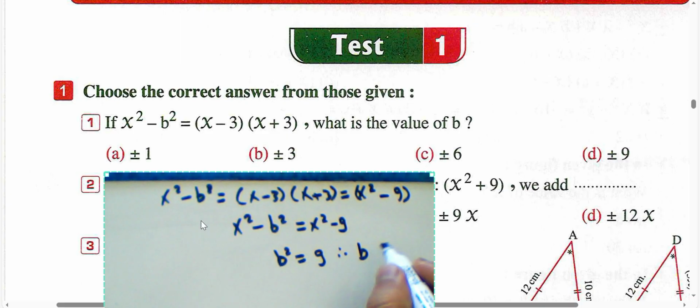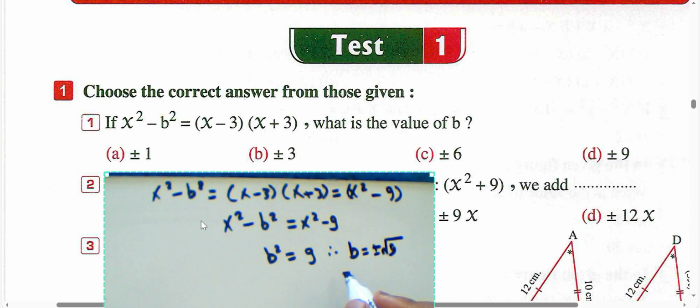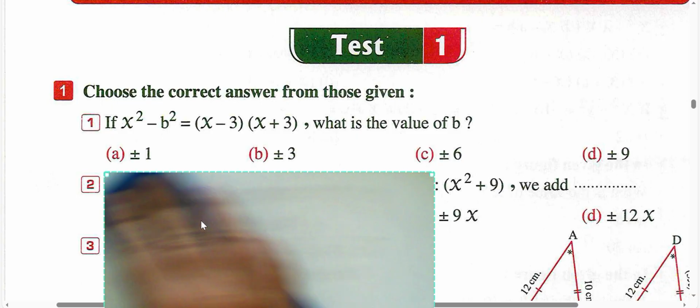Then you can find the value of b by writing positive or negative square root of 9. Square root of 9 equals 3. Then the value of b equals positive or negative 3. Choose letter B. Next question, number 2.